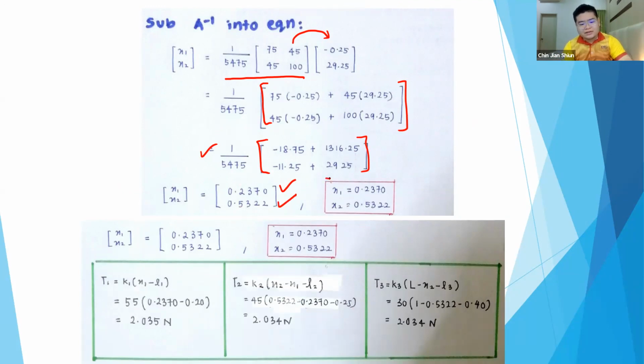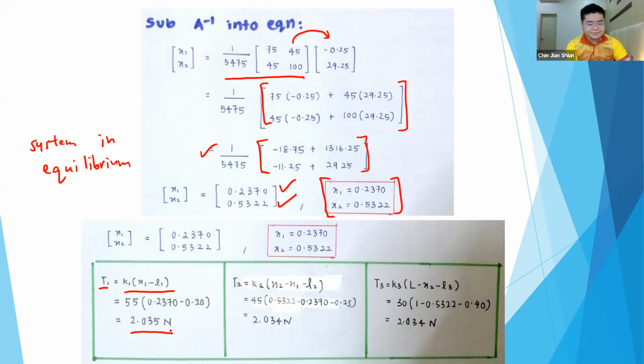So we have our x values, and calculating the tensions is just substituting the values in. According to the question, because the system is in equilibrium, we are supposed to calculate the same tension values for all three of the springs. So the first tension, after substituting into this formula, we get 2.035 Newton. The second tension, we get 2.034 Newton according to the formula here.